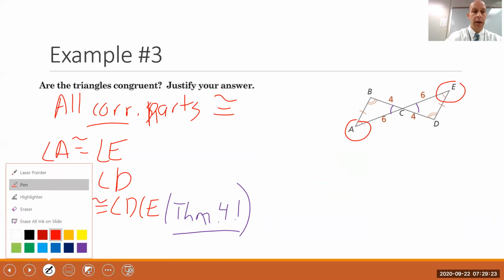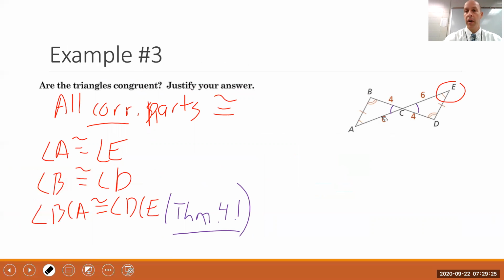Now let's start looking at their corresponding sides and making sure that they're all congruent, and if they are, then we're good to go. So let's see here. Well, is side AB and ED congruent? They are, so I'm going to write segment AB is congruent to segment ED.